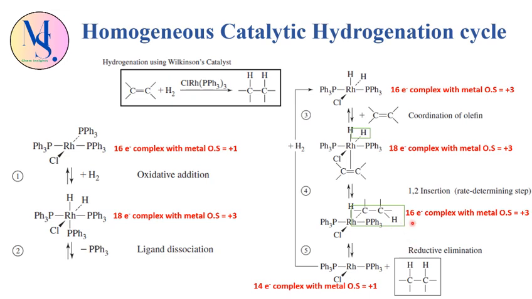After the 1-2 insertion of this olefin, the final step involves reductive elimination of this saturated hydrocarbon from this complex, and when it is eliminated, the coordination number and oxidation state and electron count of this catalyst is decreased. So now it is 14 electron complex with metal oxidation state plus 1.